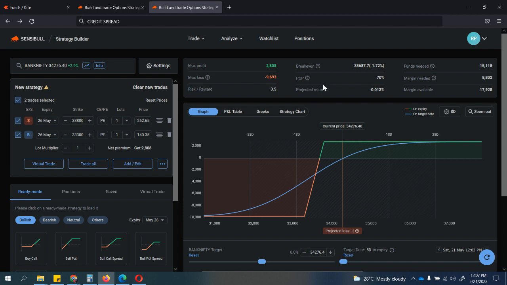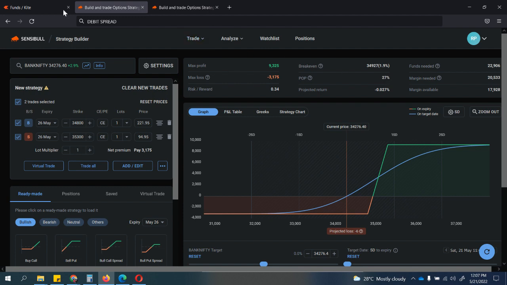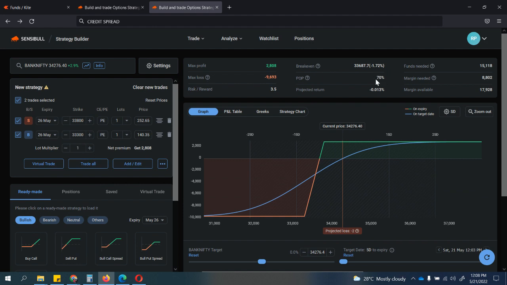But the differentiator here is the POP, right? The probability of profit is 70% in your credit spread, whereas the probability is only 27% in your debit spread. See, I'm not biased here. I'm not biased to credit spread or to debit spread. I'm just explaining the differences so that, based on your trading style, your market view, your risk to reward or your risk appetite, you can decide what to deploy.